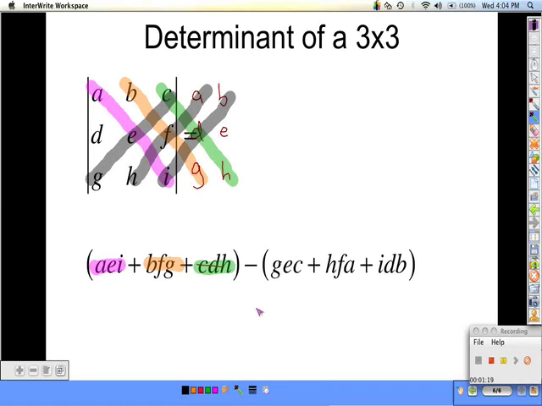So I'm going to add up the downs, add up the ups, and then I'm going to subtract them. The book goes into a little bit different explanation, and either way is fine. It doesn't matter how you do it. You'll get the same determinant either way.